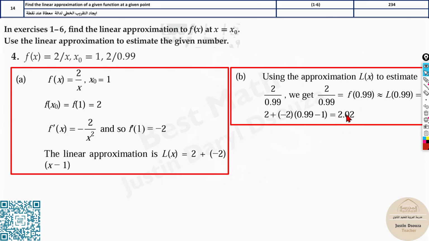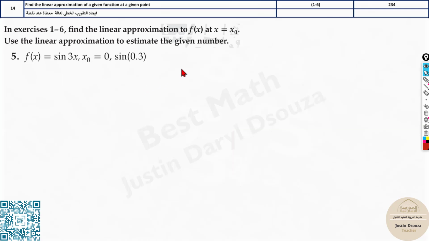This one over here, you can just put in the calculator. Just put 2 divided by 0.99. You will get this answer in the calculator. Okay, let's do this one because it's a trigonometric function. Now, the formula doesn't change. The approximation will be equal to f of x naught, plus f prime of x naught times x minus x naught.